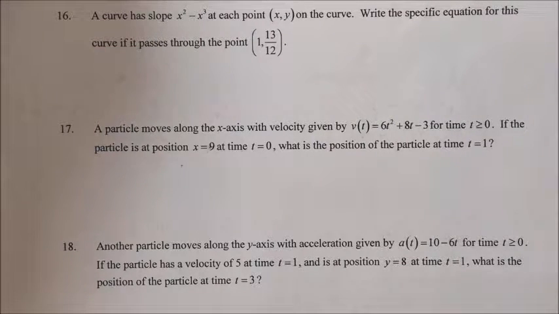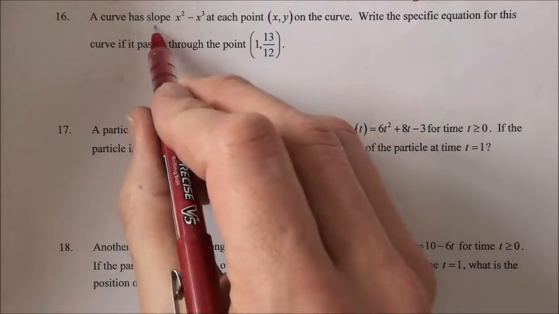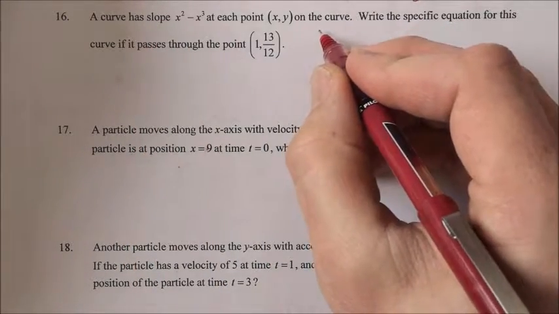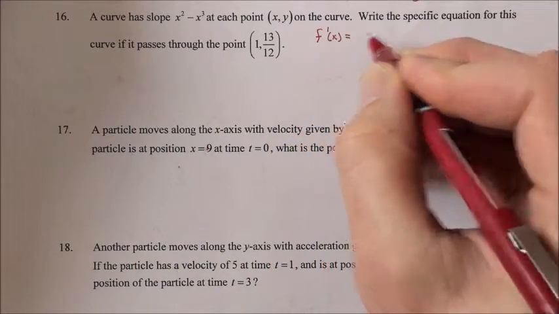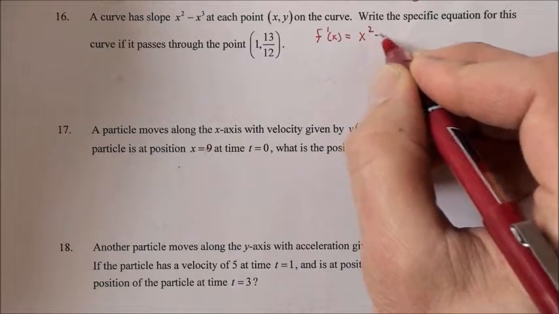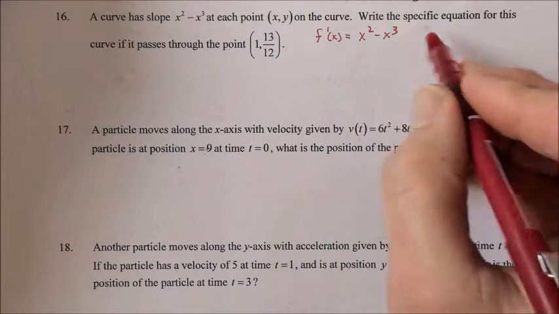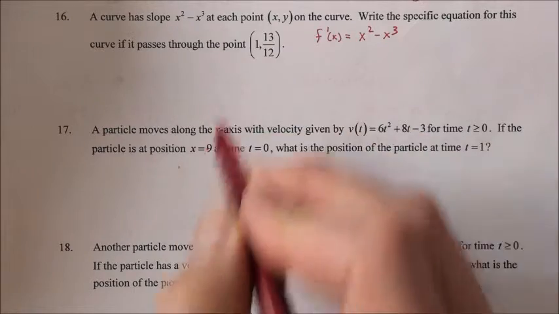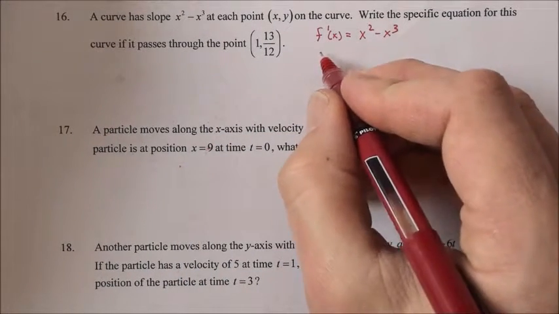Okay, last video for this first homework assignment. Again, curve has slope. Slope means derivative, so we're basically saying that f prime of x is equal to x squared minus x cubed. We want to find the specific function. We're going through the point 1, 13/12. So let's get f of x.